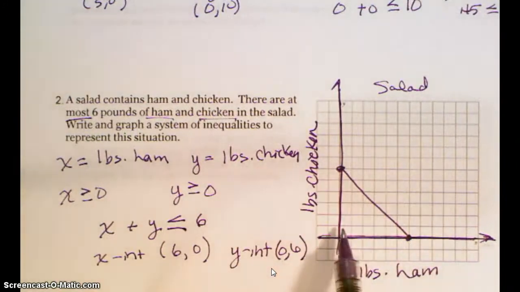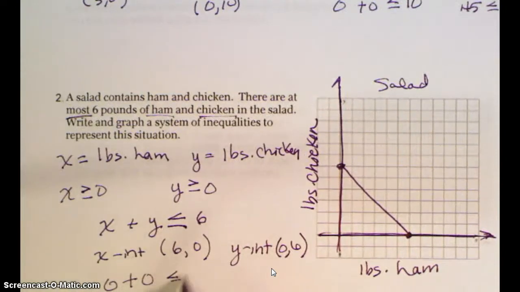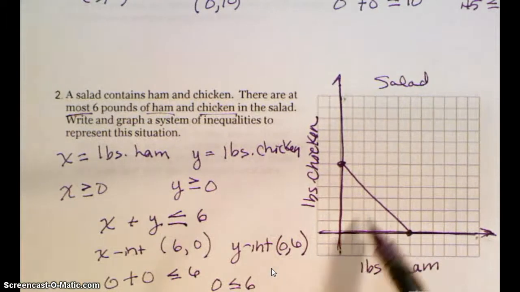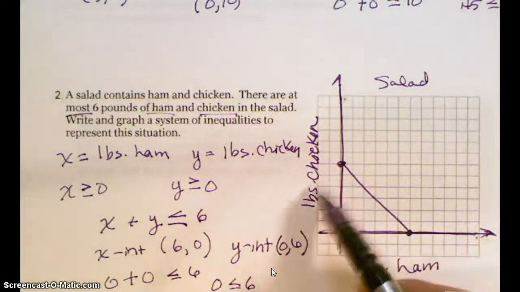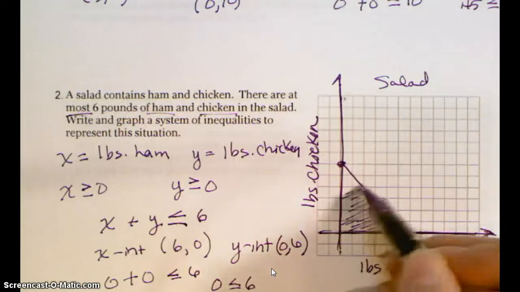Which side do we shade? So let's put in a test point, 0, 0. So 0 plus 0. Is that less than or equal to 6? Well, yes, 0 is less than, not equal, but less than 6. So since that is true, this side of the line has the 0, 0. So within the boundaries, this is my shaded region.